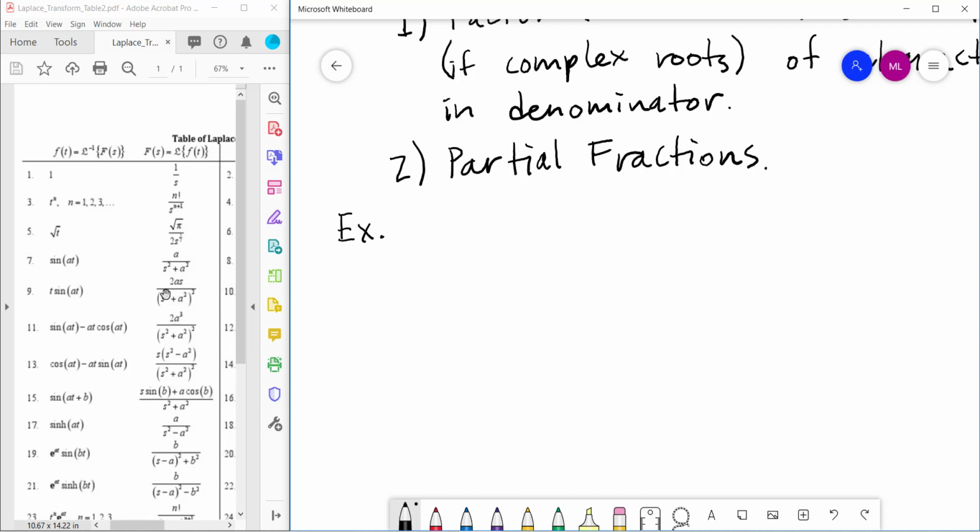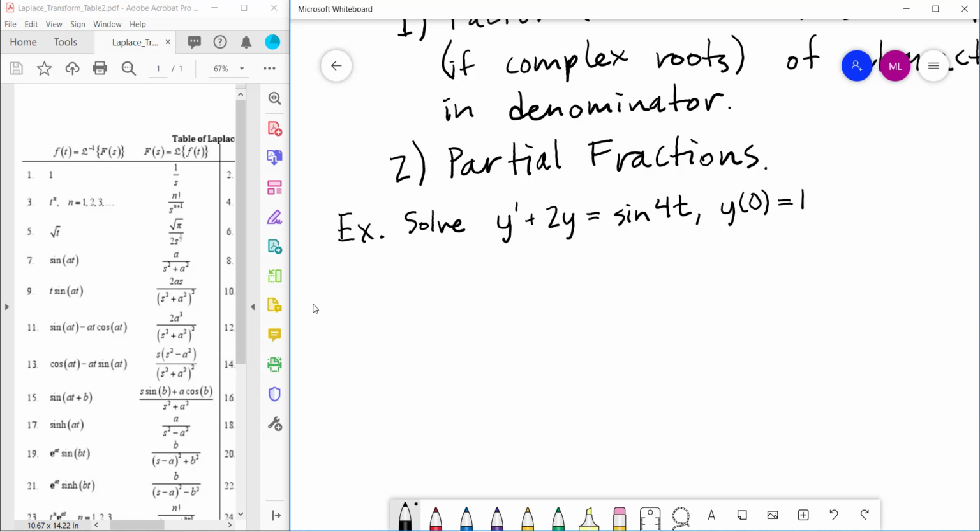So let's start with a semi-straightforward one and see what it looks like. So let's start with a first order differential equation just to make life a little bit easy, and then we'll work our way up to a second order. So let's solve the following. I want to solve y prime plus 2y equals the sine of 4t with the initial condition that y of 0 is equal to 1. Okay, so there's our differential equation.